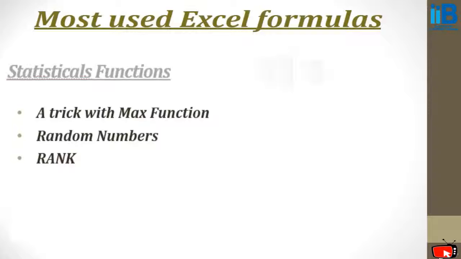Let's quickly move ahead. This is our next slide, and the heading is of course the most used Excel functions and formulas, and the topic for today's discussion is the statistical functions. We'll first understand a very important trick of the maximum function, which is very useful when we are dealing with negative numbers. Then we'll learn the RAND and RANDBETWEEN functions, which come under the category of random numbers. Then we'll understand what a rank function is, the different arguments it takes, and how it is used. All right, let's come out of this presentation and open a fresh Excel workbook.